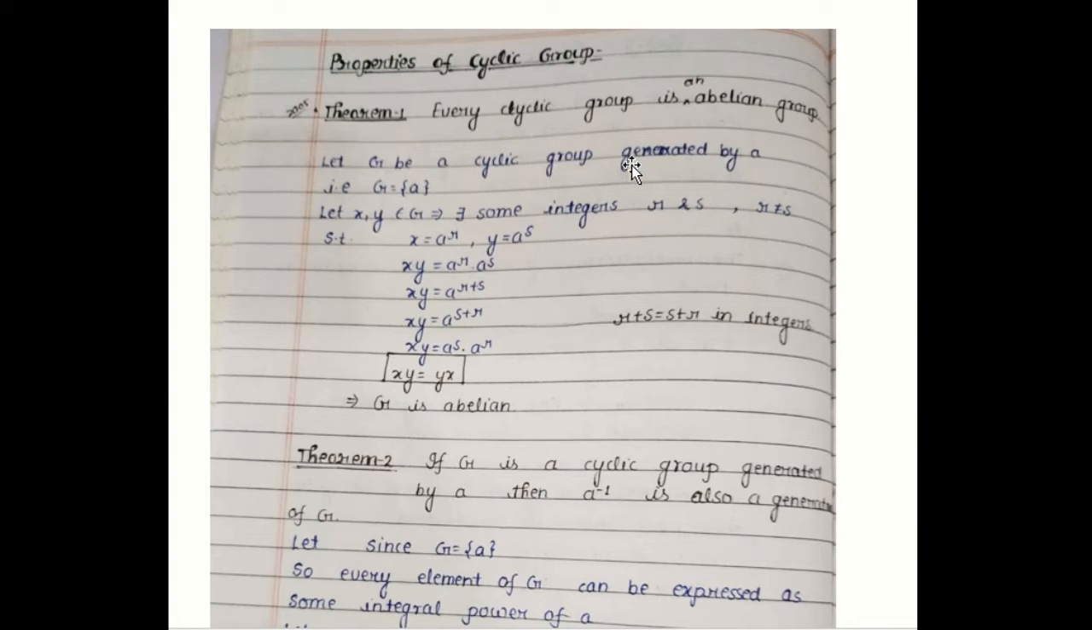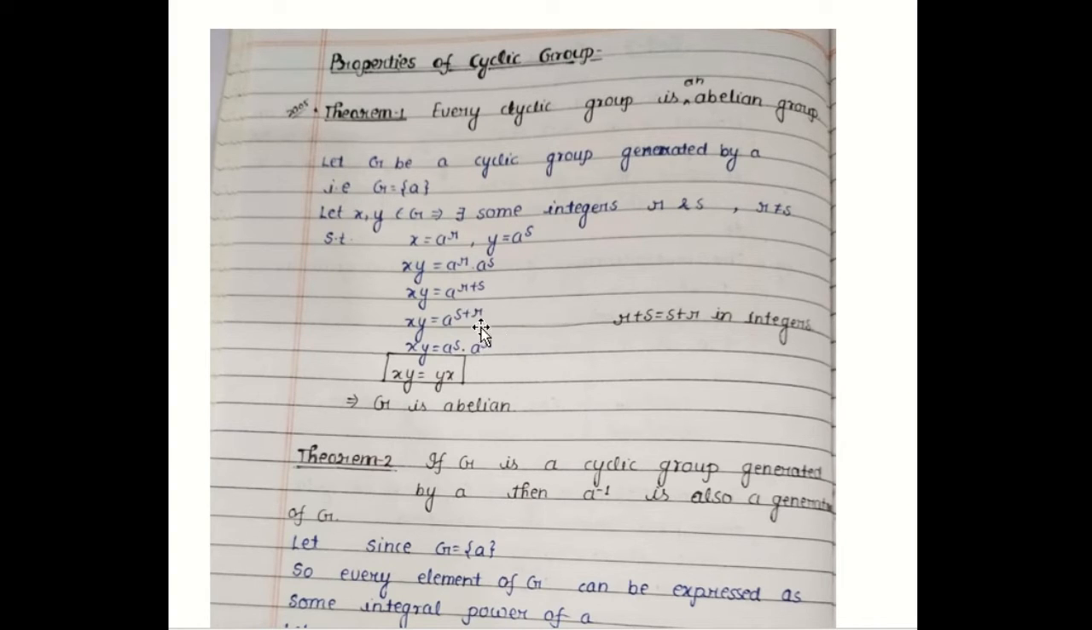Let G be a cyclic group generated by A, denoted by G equals angle brackets A. Let X and Y be any two elements of G. This implies there exist some integers R and S such that X is equal to A to the power R and Y is equal to A to the power S, as this group is cyclic and generated by A, so each element can be expressed as some integral power of A. Now we see XY. XY will be equal to A to the power R into A to the power S. We know multiplication gives the addition of the powers, R plus S. R and S are integers, so they have commutativity.